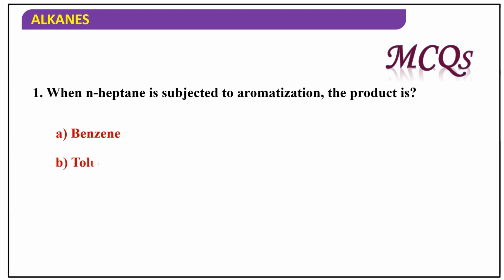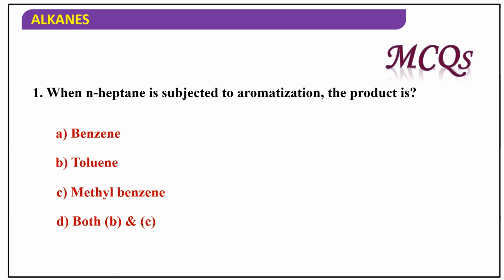Option A, benzene. Option B, toluene. Option C, methyl benzene. And option D, both B and C. Now, one thing is pretty straightforward. We cannot get benzene alone because I'm not starting with N-hexane. If I was starting with N-hexane, I would have got benzene. But I'm starting with N-heptane. And I told you one carbon is extra and that carbon will become a substituent. And that substituent will be the methyl substituent that will be attached to benzene. So option C, methyl benzene, can be one of the answers.